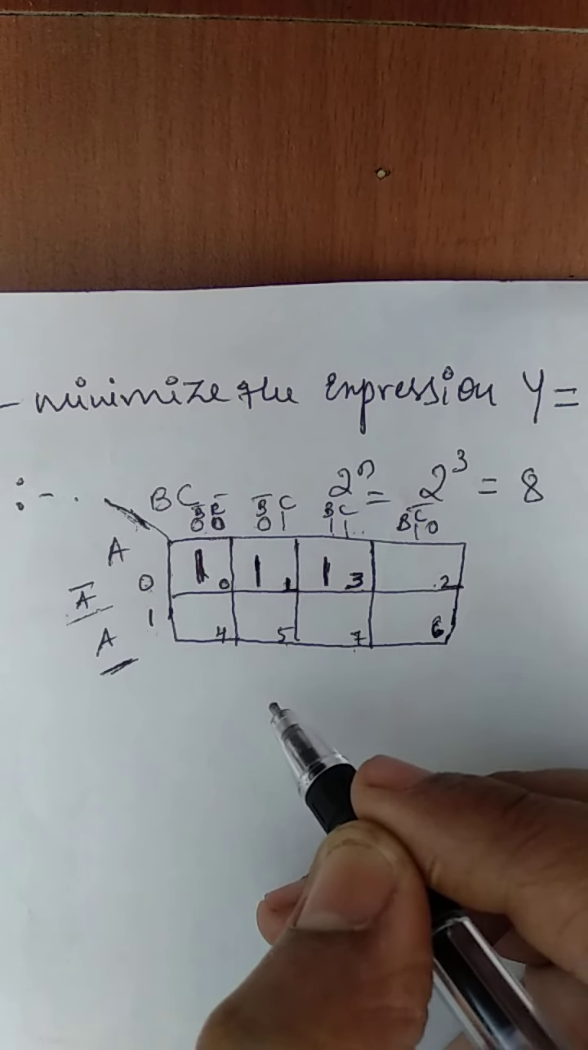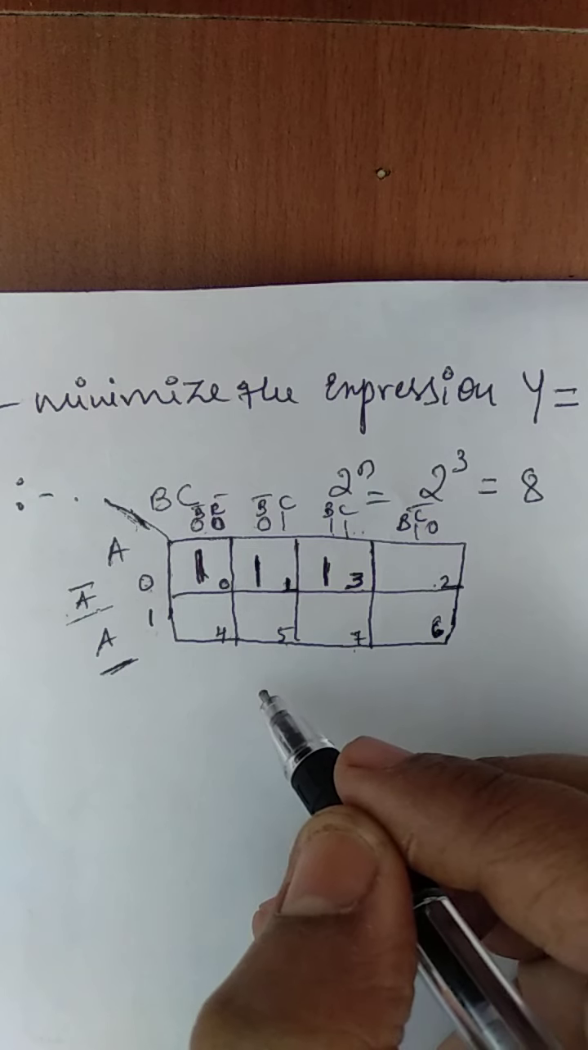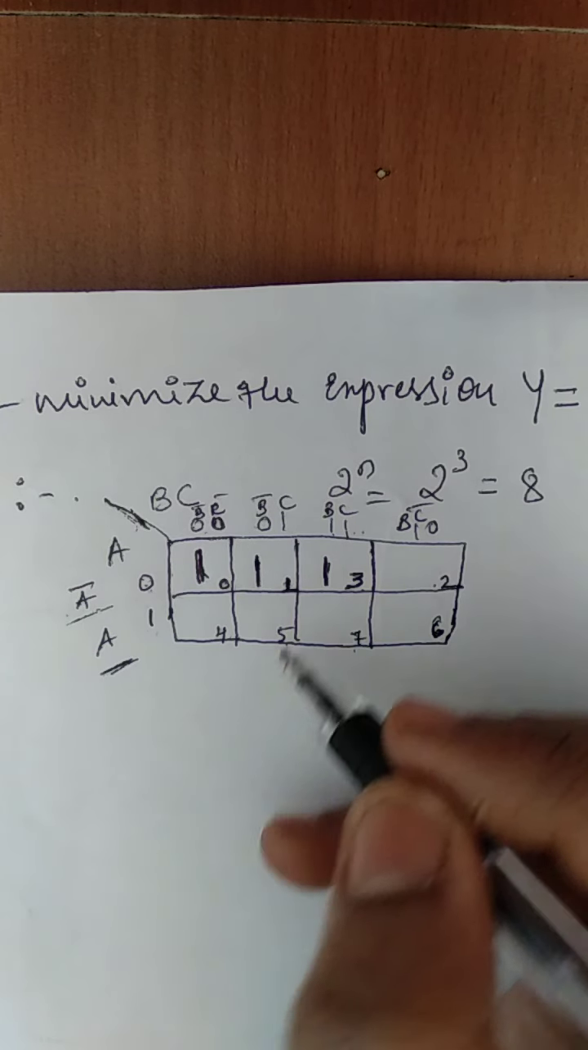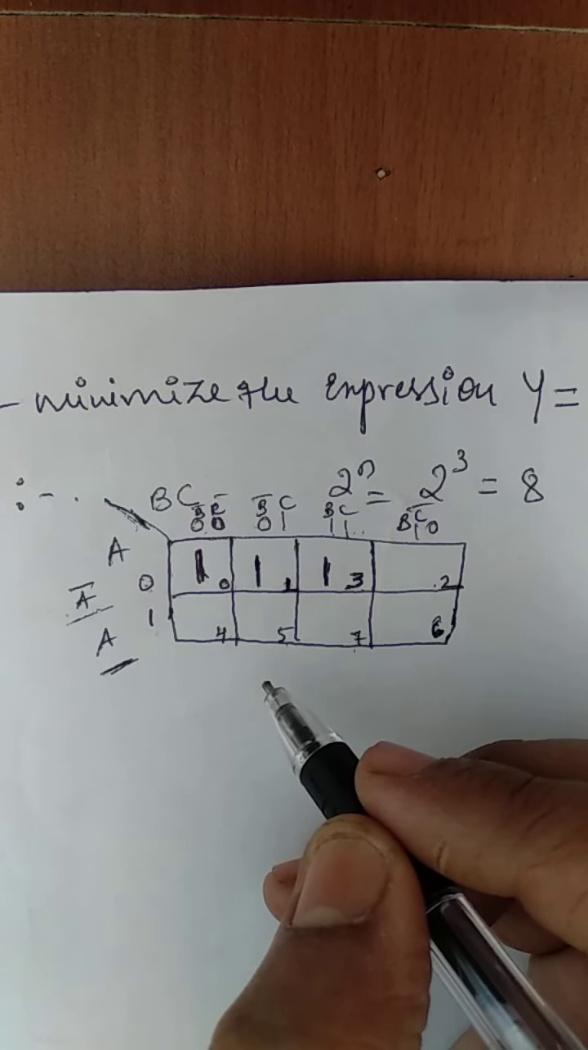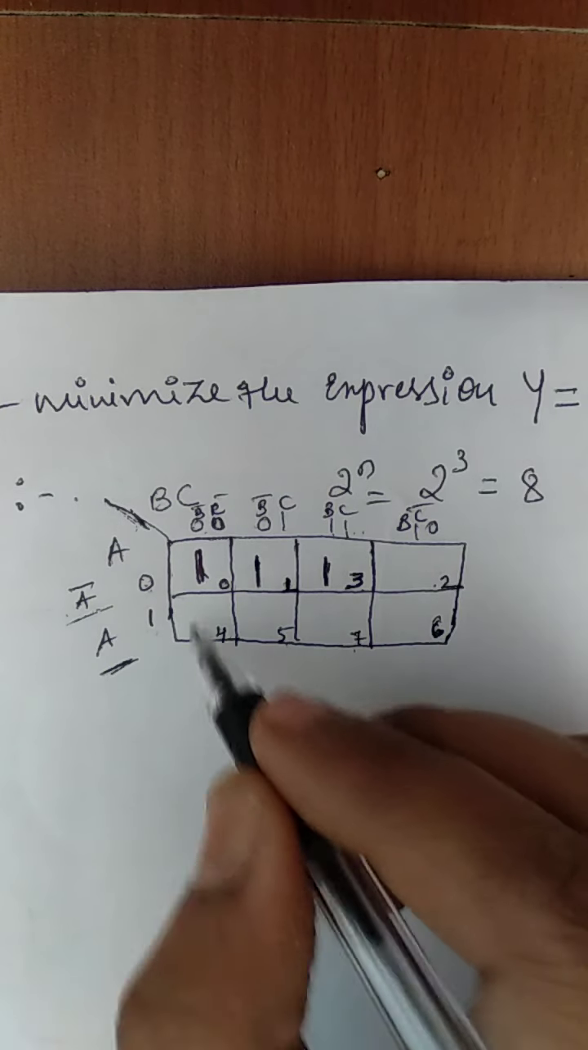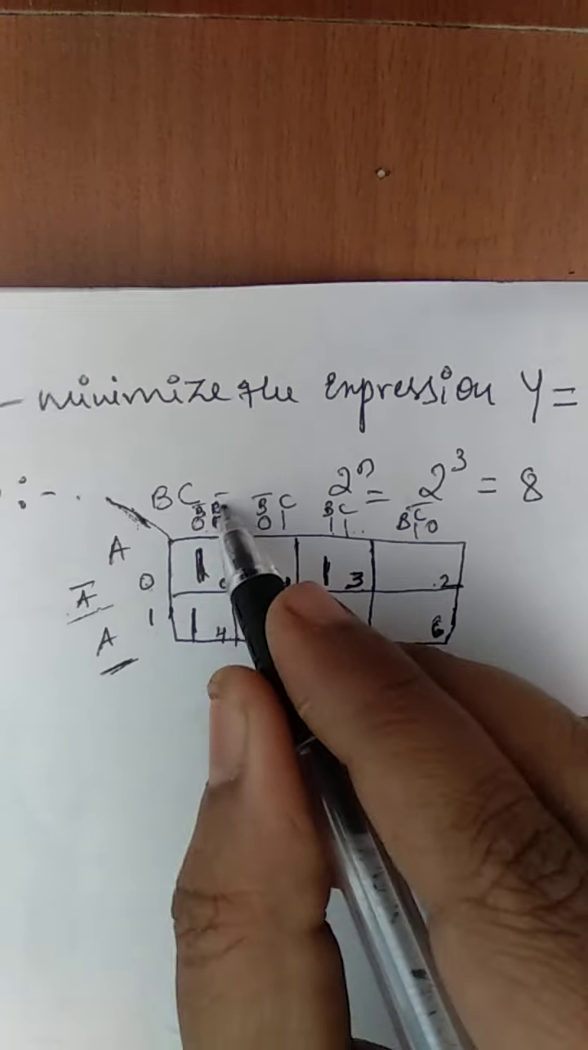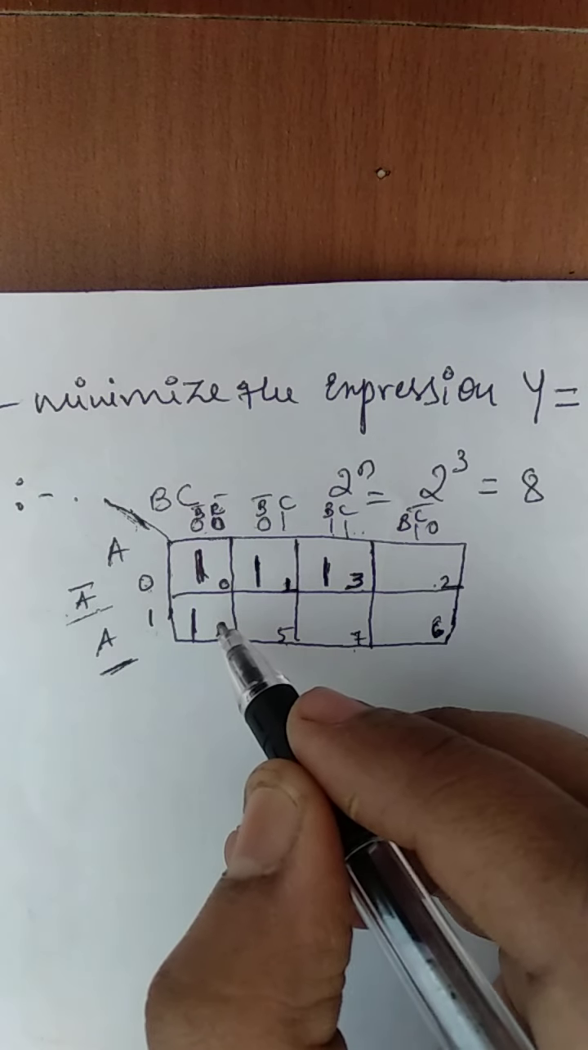So next is A, B bar, C bar. It will come here. A, B bar, C bar. Next A, B, C bar.